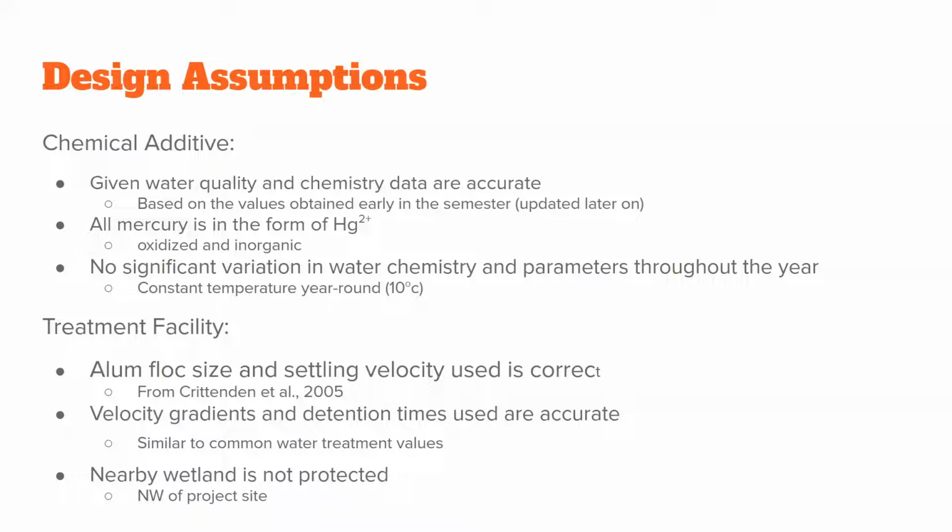So for the treatment facility, as will be discussed later, some assumptions we made were that the alum and floc size and settling velocity used were accurate for the resources we used, and that the velocity gradients and detention times would be similar to common water treatment values, and also that nearby wetlands are not protected.